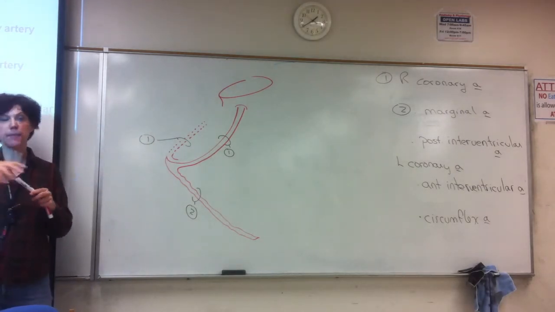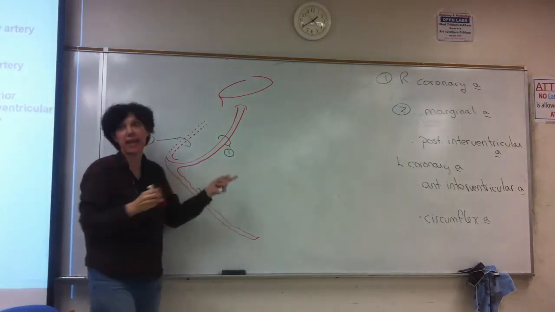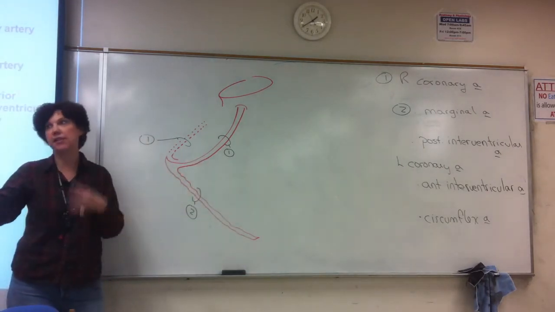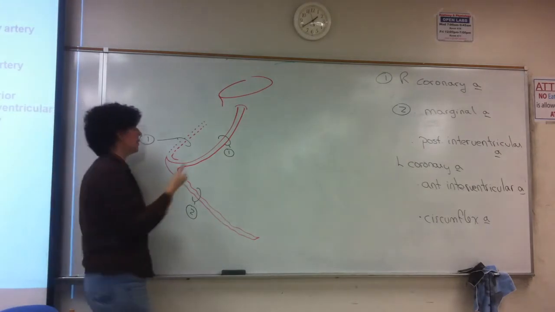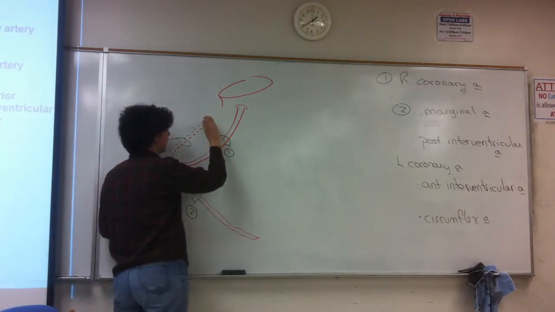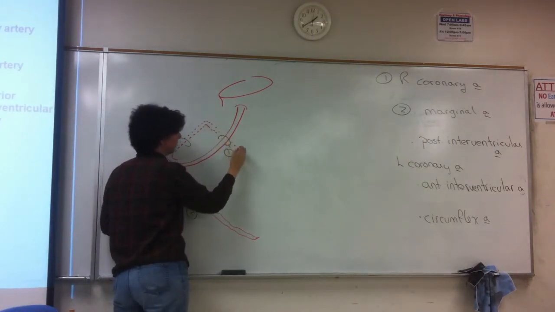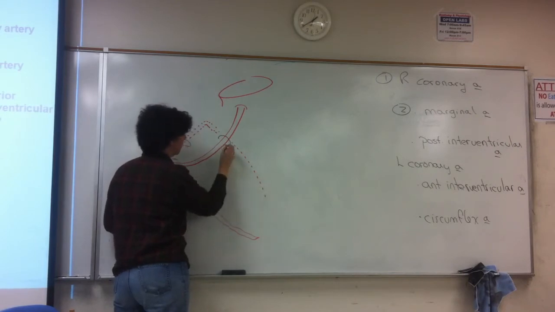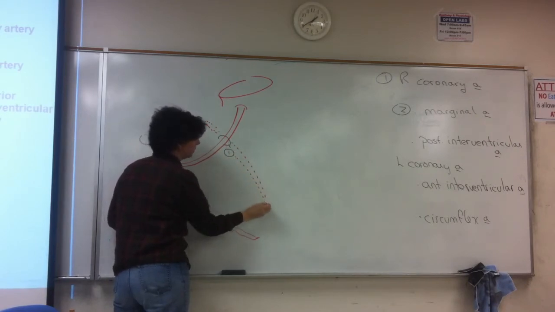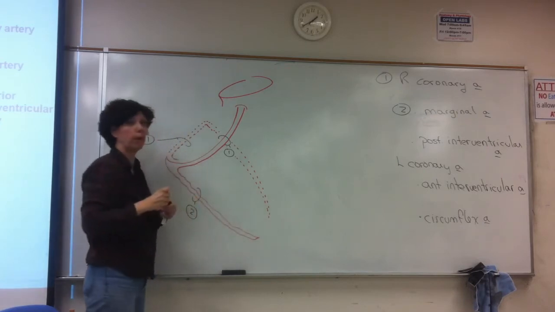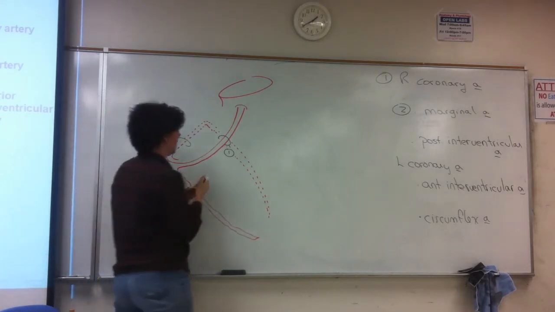And then it terminates by making a right side bend, and there's variations. If you look at Netter, he has a whole page of different variations, but the most common is this comes down the posterior aspect between the right ventricle and the left ventricle and forms the posterior interventricular artery.